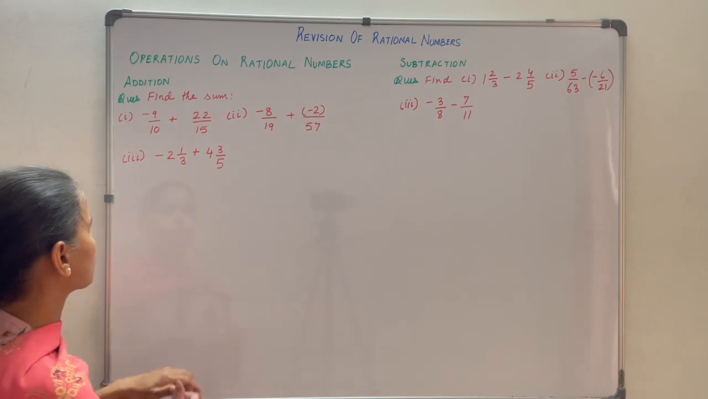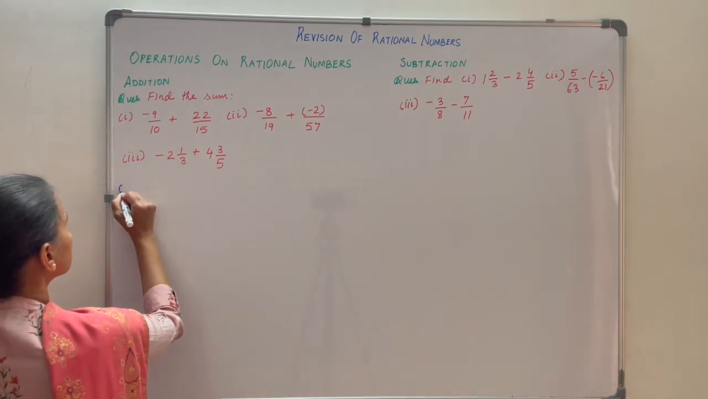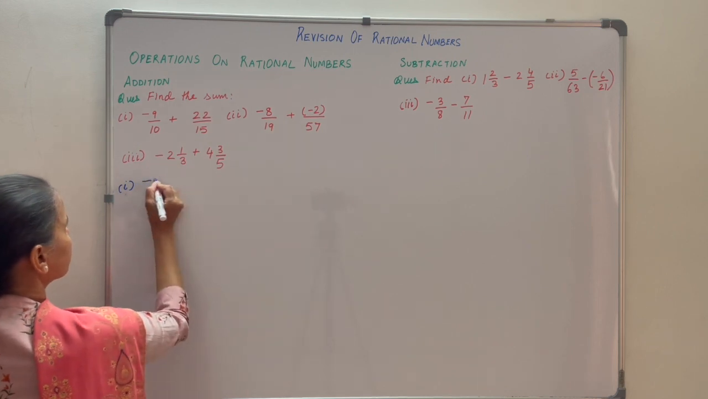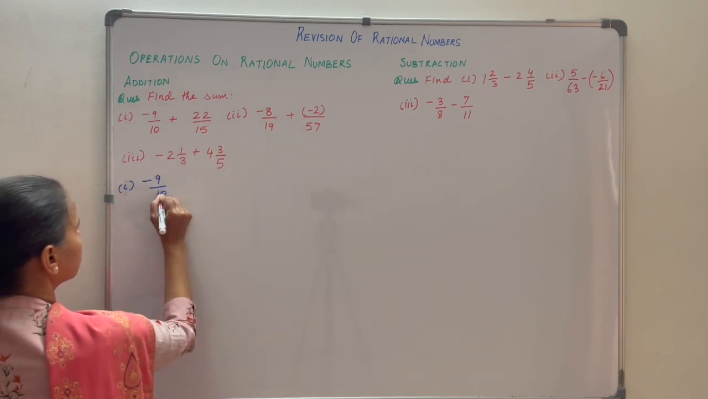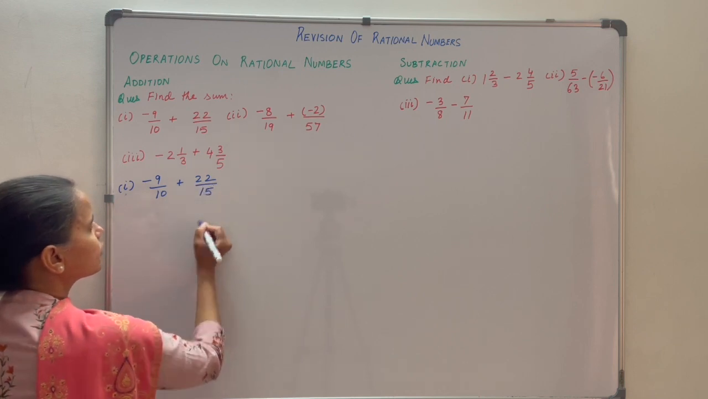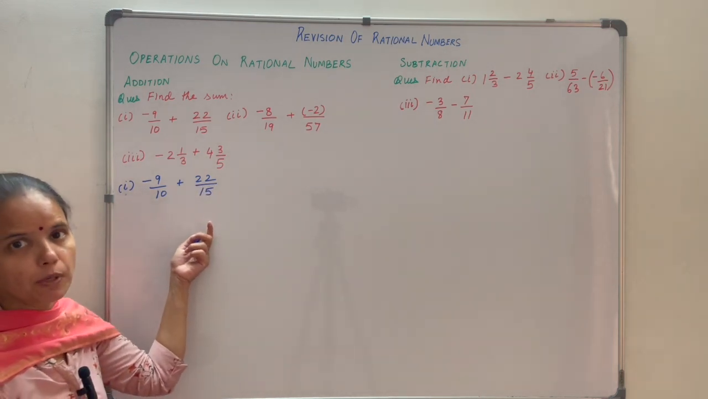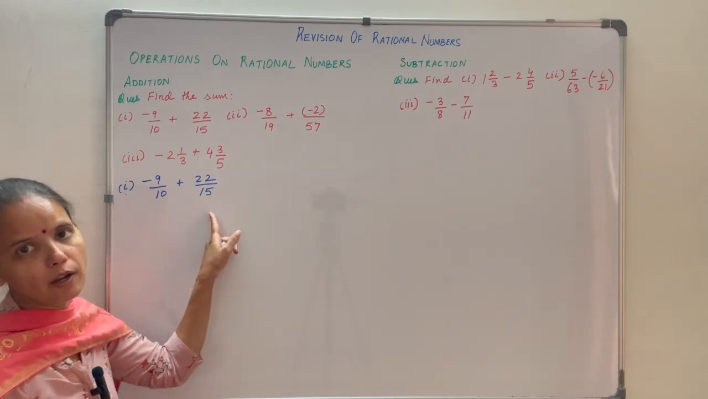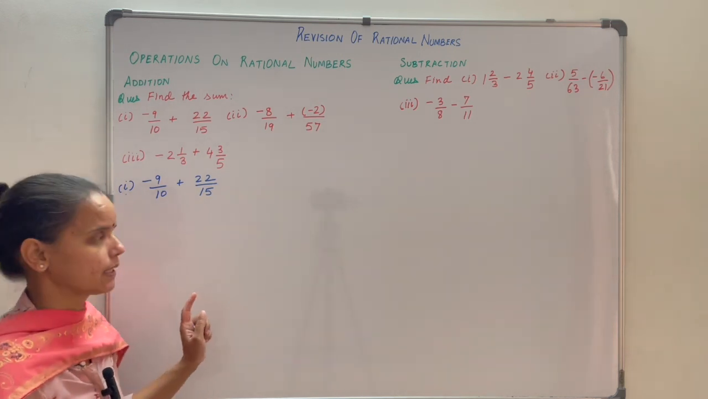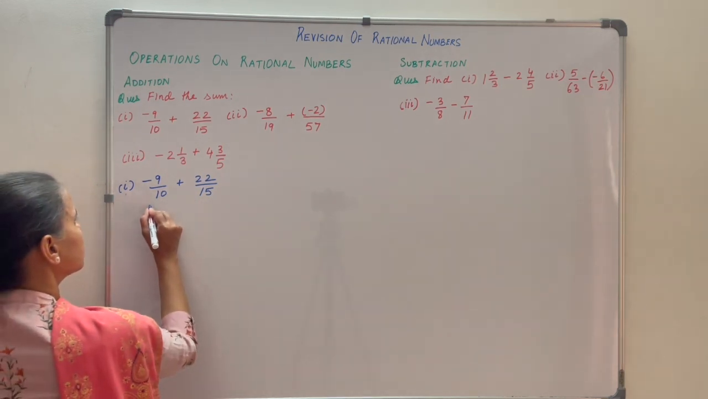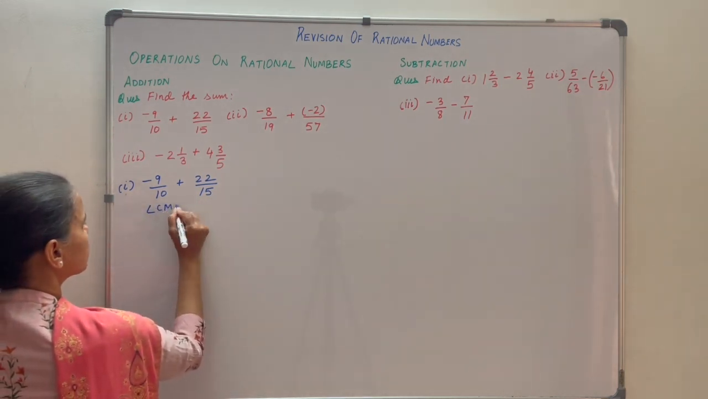Let us take this question. The first question here is minus 9 upon 10 plus 22 upon 15. So whenever you are adding two rational numbers, make sure that the denominators are same. When they are not same, you have to make them same by taking the LCM. So LCM of 10 and 15 is 30. So here the LCM is 30.